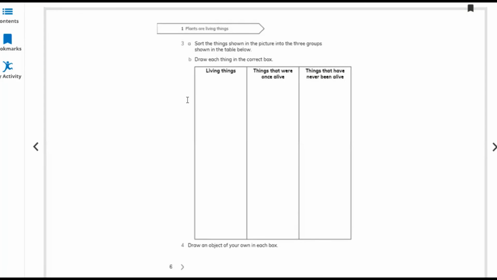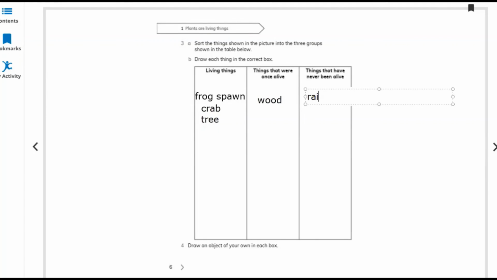So for living things we write the names like foxhorn, and crab. Like this, once alive only wood. And never alive we have to put things like pen, rock, and plastic. Plastic block, building block or block, right? All of these, right?